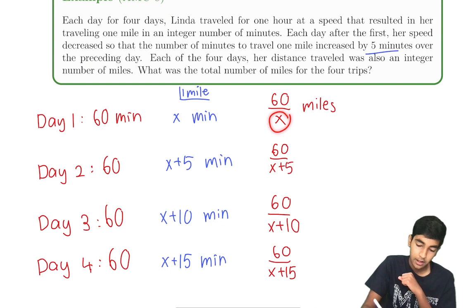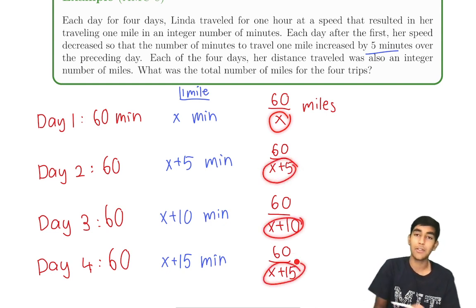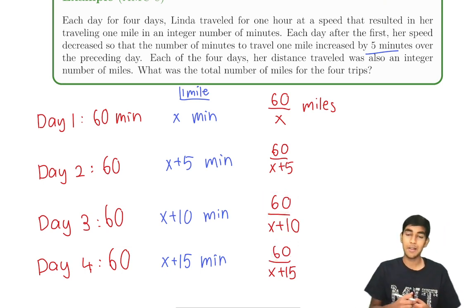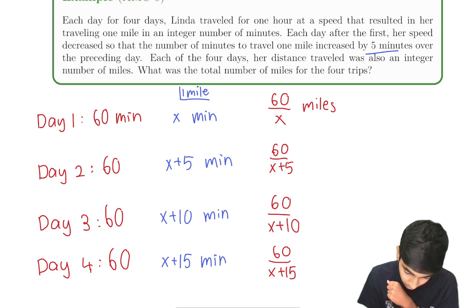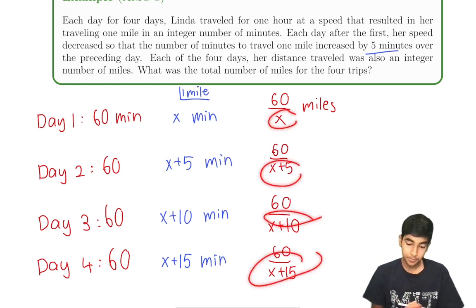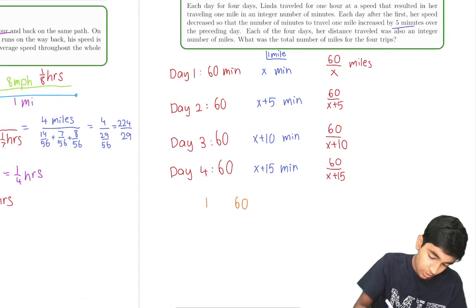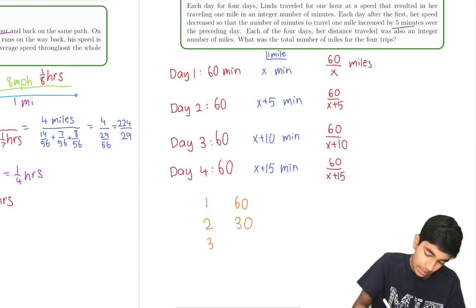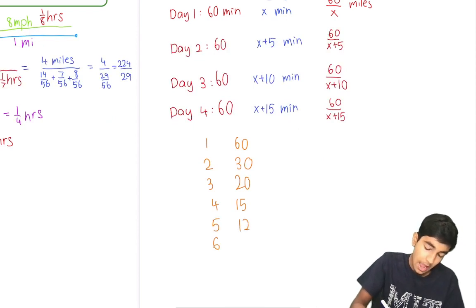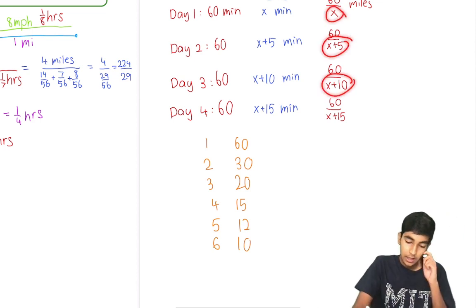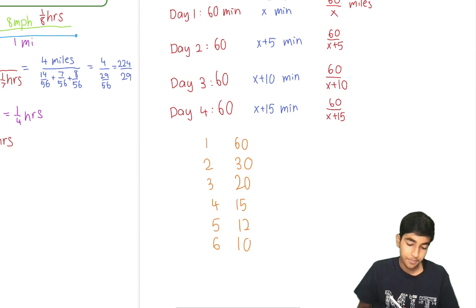Interesting. So that means X plus 5, X plus 10, and X plus 15 all must be factors of 60 for this fraction to be an integer. So let's write out the factors of 60. 1, 60, 2, 30, 3, 20, 4, 15, 5, 12, 6, 10, and that's it, right? So we need to look for 4 factors such that we go up by 5 each time. So we need to look for factors that differ by 5.